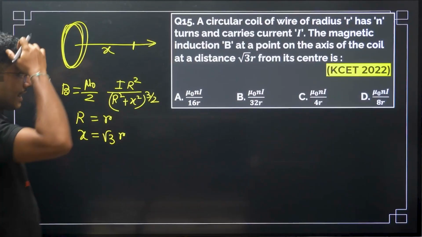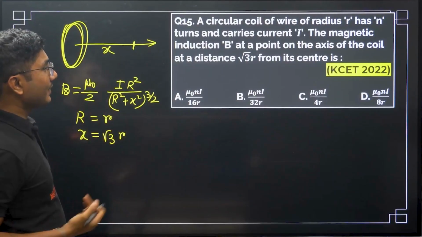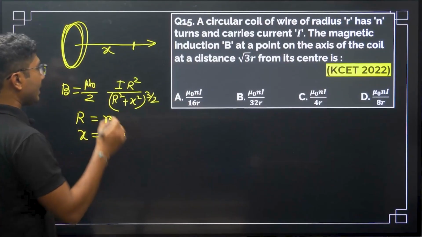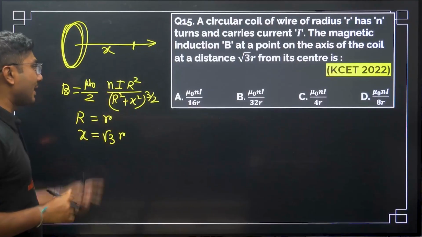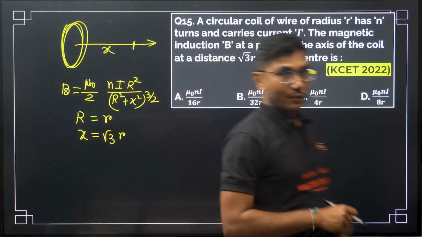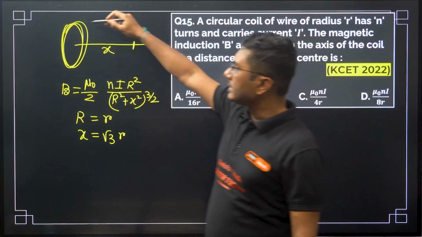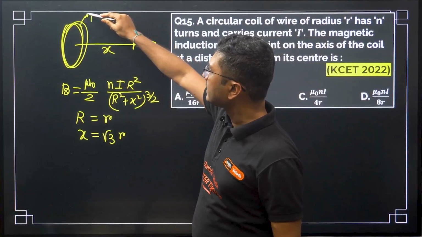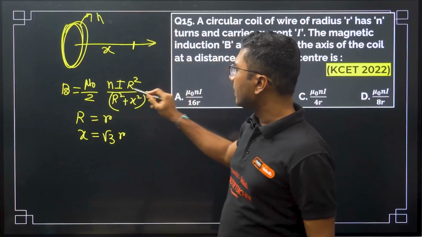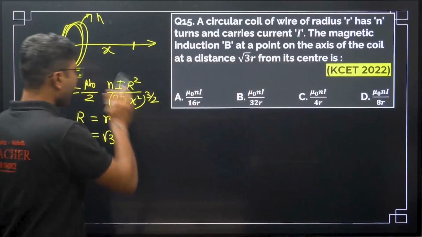So we are trying to directly find the magnetic field. Now here there will be an N I. Why N I? Because the number of turns in this coil, this is not a single coil, it has n number of turns, so you have to multiply that n over here. That's it. Now put the value.